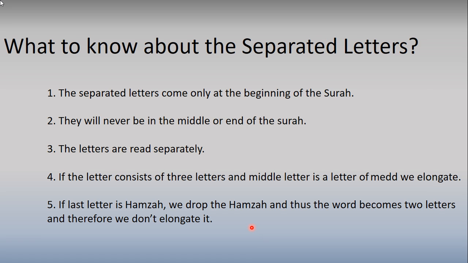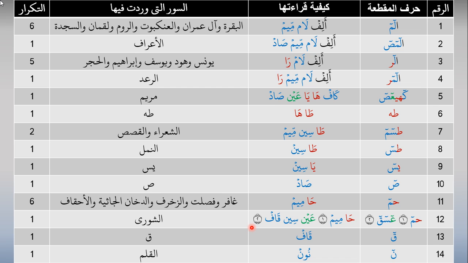What we need to know about the separated letters is: 1. The separated letters come only at the beginning of the surah. 2. They will never be in the middle or the end of the surah. 3. The letters are read separately. 4. If the letter consists of 3 letters and the middle letter is a letter of mad, we elongate. 5. If the last letter is a hamza, we drop the hamza, and thus the word becomes 2 letters, and therefore we do not elongate.